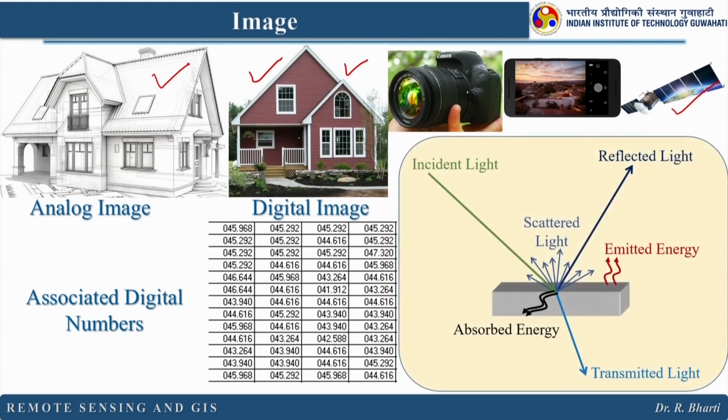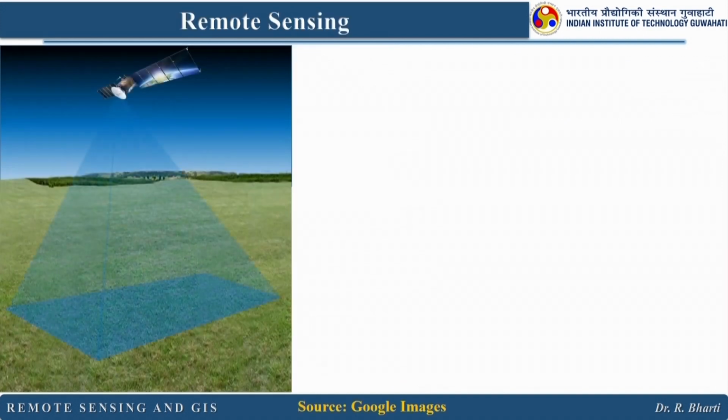And here this is the fundamental of interaction of light with matter. Here you can see this particular incident light is falling on this surface, and then it is getting reflected, emitted, absorbed, transmitted or scattered. So this is the fundamental of remote sensing, how we capture these images.